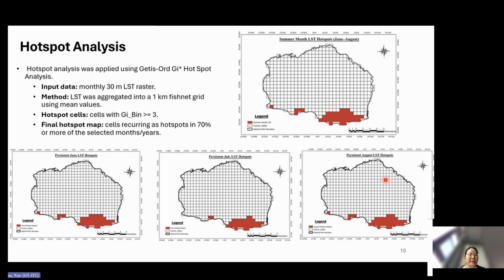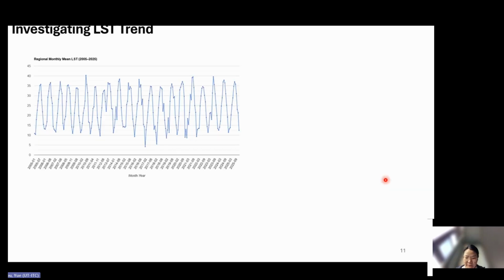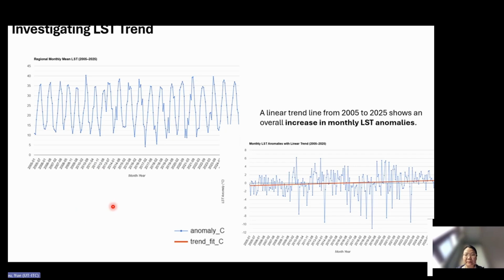And so this slide showed you where the hotspots are, and in the next few slides I present to you when you see this hot period. We did a regional monthly mean land surface temperature, and we can also use cursors. Of course there is seasonality.